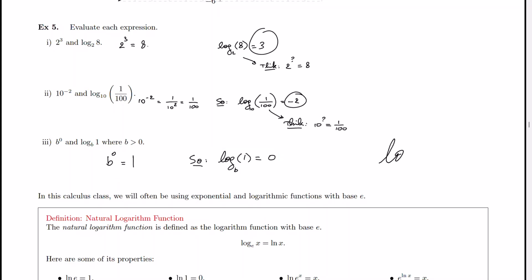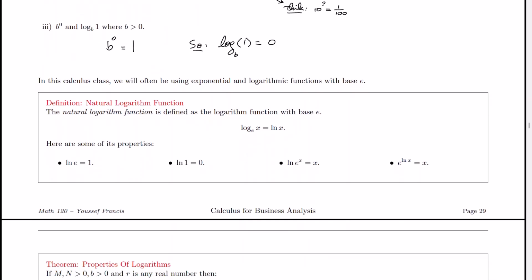So whether I have log base 10 of 1, you should say 0. If you say log base 5 of 1, the answer is 0. If I say, what's log pi of 1, you should say 0, and so on and so forth. So it doesn't matter what base I put, the answer is always going to be 0.